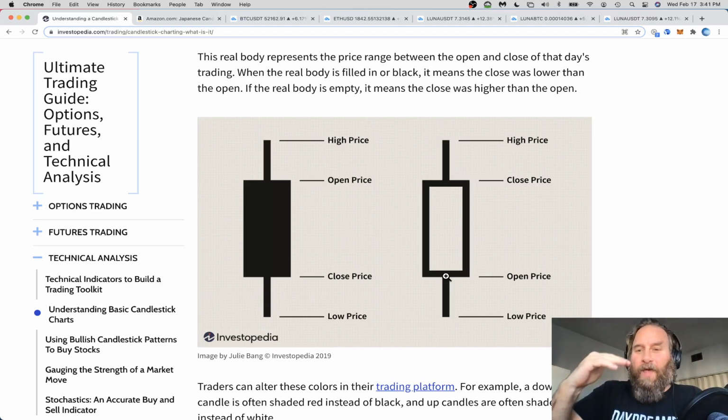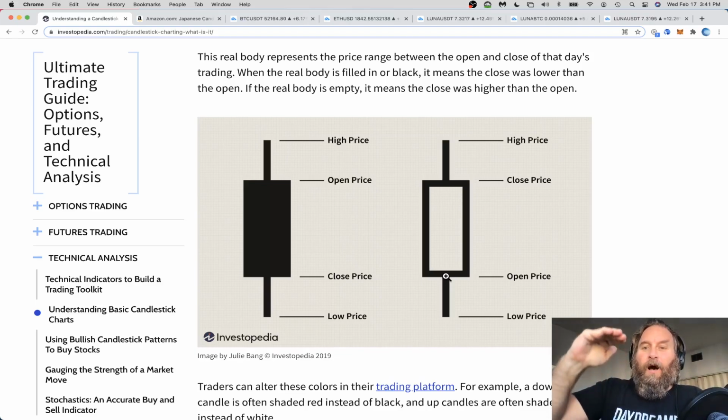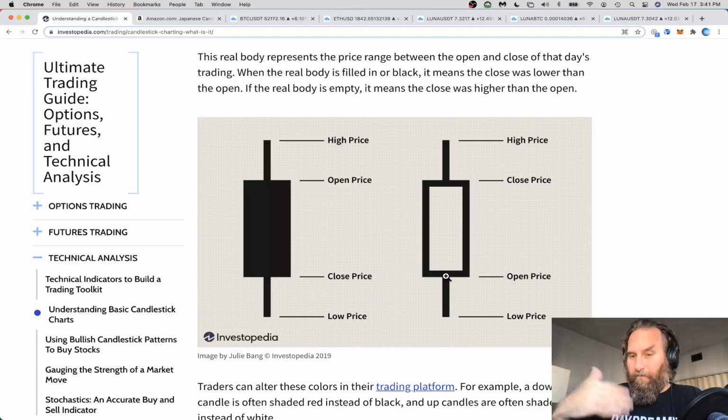So whether the closing price closes above the open price or below the open price of that time period will determine the color of the candle. So if you see a green candle, you know automatically that for that time period, the closing price was higher than where it opened, meaning the asset is generally heading up, at least during that time period.